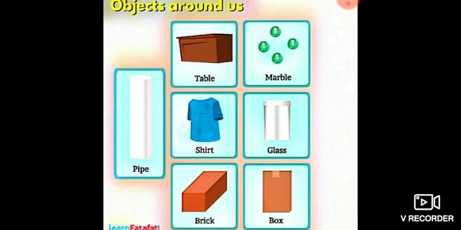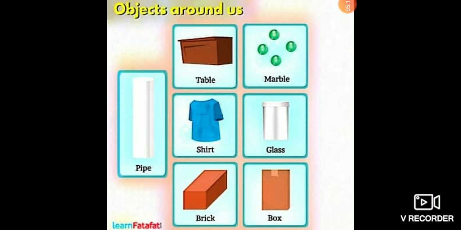So an object is anything we can see and touch. Here you can touch the pipe and you can see the bricks. For example, you can see the table and you can touch the table. In this way, an object is anything which we can see and touch. Look at this picture. All these objects have different shapes, colors and uses.